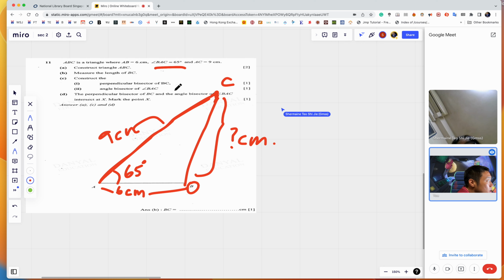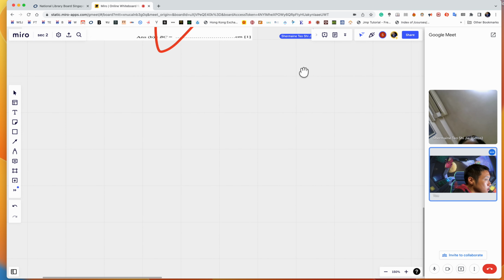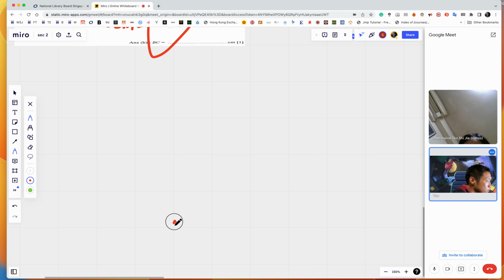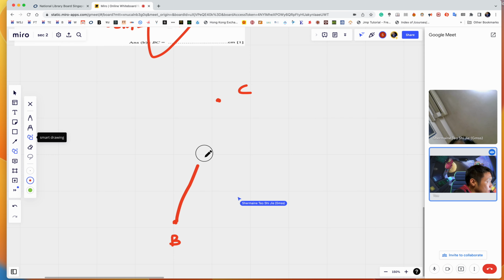Then they say perpendicular bisector. You remember how to do perpendicular bisector of BC? You need to use the compass. Let me just bring down. So let's imagine BC is here. Let's imagine this is B. This is C, right? Let me just get a straight line. Hold on. Let me see if I can get a straight line here. Okay, good. I get a straight line.